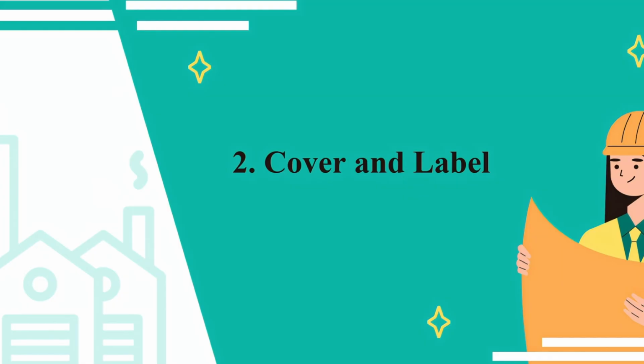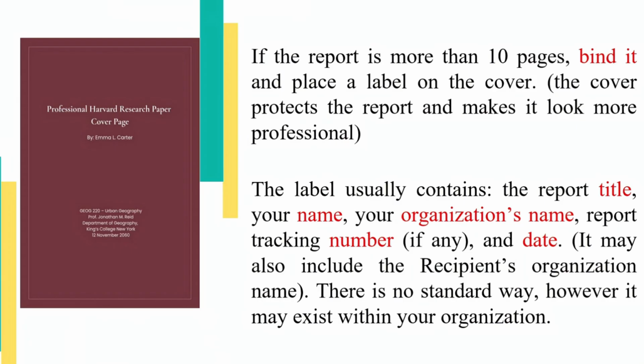The next element is the report cover. If a report is longer than 10 pages, it should usually be bound and given a professional cover. The cover serves two purposes. First, it protects the report itself. Second, it makes the document look more professional and organized. Typically, the cover includes information such as the report title, the author names, the organization, and the date. Sometimes it may include the client organization or a report identification number.